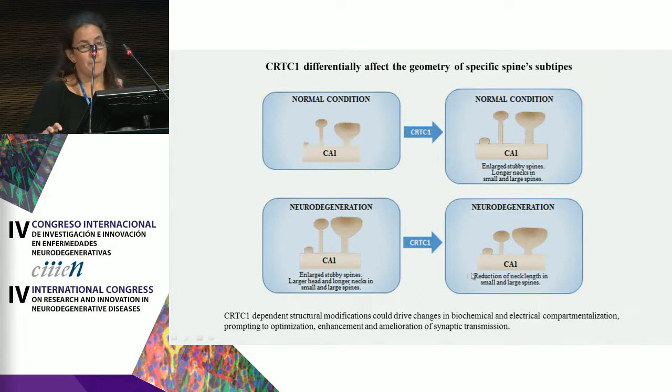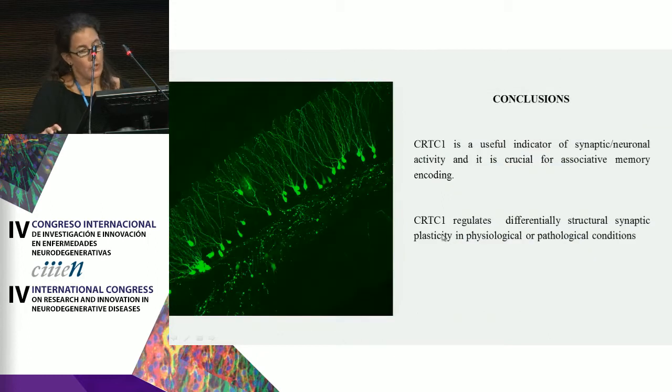The study of the CRTC1 overexpression in morphological alteration in specific spine subtypes also suggests that CRTC1 differentially affects the geometry of specific spine subtypes. So we can hypothesize that CRTC1-dependent structural modifications could enhance synaptic transmission. Two main conclusions from this work are that CRTC1 is a useful indicator of synaptic neuronal activity and is crucial for associative memory encoding, and that CRTC1 differentially regulates structural synaptic plasticity in physiological or pathological conditions.